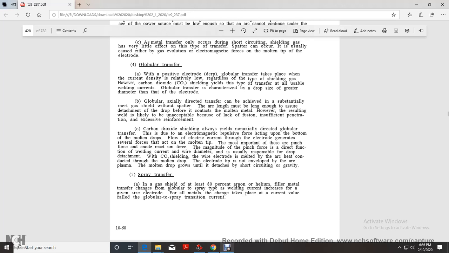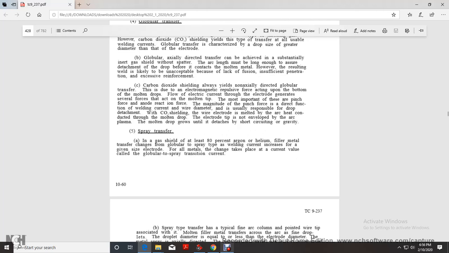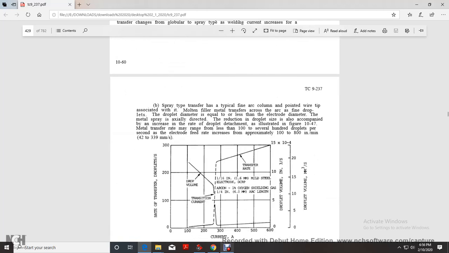Now, spray transfer. In a gas shield with at least 80% argon or helium, the filler metal transfer changes from globular to spray type as the welding current increases for a given size of electrode. The current value at which this occurs is the globular to spray transition current. Spray transfer has a typical fine arc column with a pointed wire tip associated with the molten filler metal, transferring across the arc as fine drops of metal with a droplet diameter equal to or less than the electrode diameter.